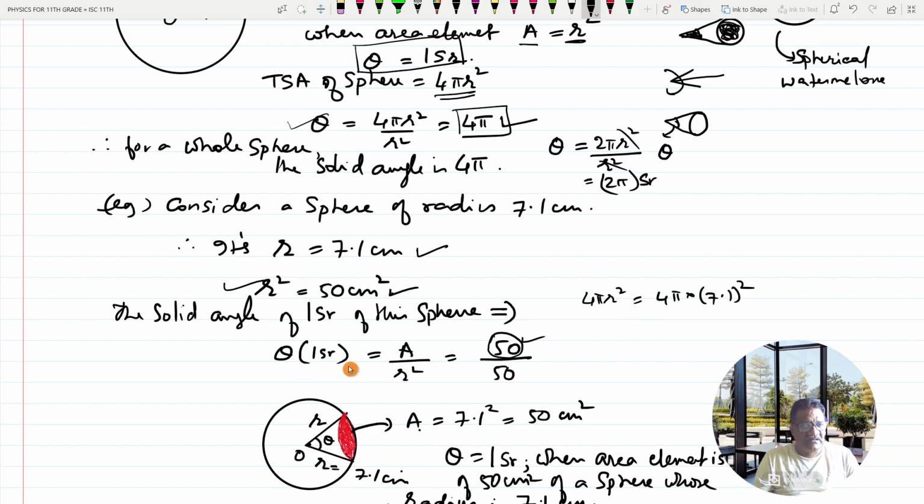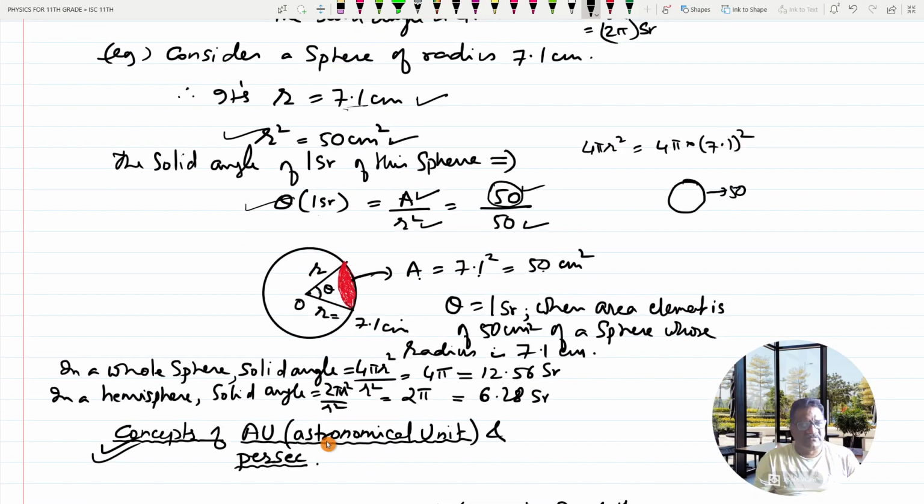Okay, now the thing is this theta will be one steradian when this area and this r square are the same. So suppose the r square is 50 because we have taken r as 7.1. So suppose the surface area of this is also 50, then 50 upon 50 will be equal to 1 steradian, isn't it? So suppose this shaded area, pink color area, is also 50 centimeter square. Then this angle theta will be nothing but 1 steradian.